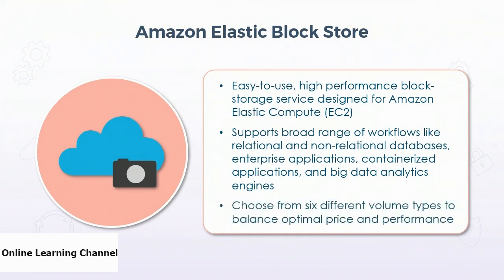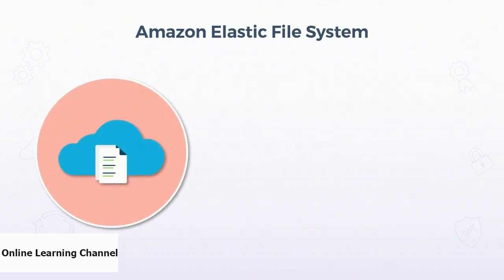You can choose from 6 different volume types to balance optimal price and performance. You can achieve single-digit millisecond latency for high-performance database workloads such as SAP HANA, or gigabytes per second throughput for large sequential workloads such as Hadoop. You can change volume types, tune performance, or increase volume size without disrupting your critical applications. Next, let's look into Amazon Elastic File System.